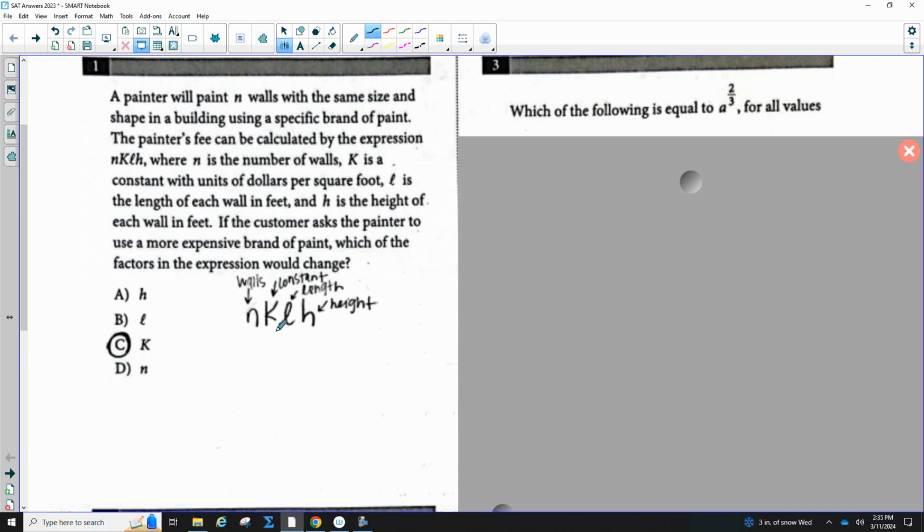That would be the one that they labeled as the paint. This K, units of dollars per square foot, that's how much the paint costs. So that's the one that would change.